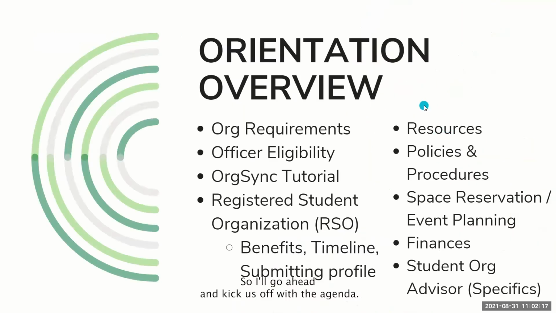So I'll go ahead and kick us off with the agenda. These are the things we'll be discussing today. First, we'll go over org requirements, and then officer eligibility. We'll also do a quick tutorial over OrgSync, which is the website that we use for student organizations. Then we'll go over what it means to be a registered student organization, the benefits, and what that looks like when it comes to submitting your profile on OrgSync. We'll go over the resources available to y'all, and then policies and procedures, space reservations and event planning for student orgs, and then finances and other specifics that regard specifically to y'all.